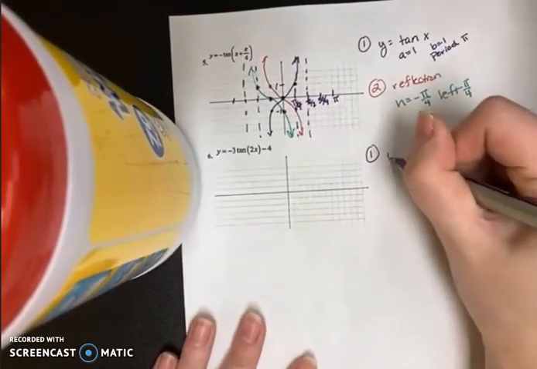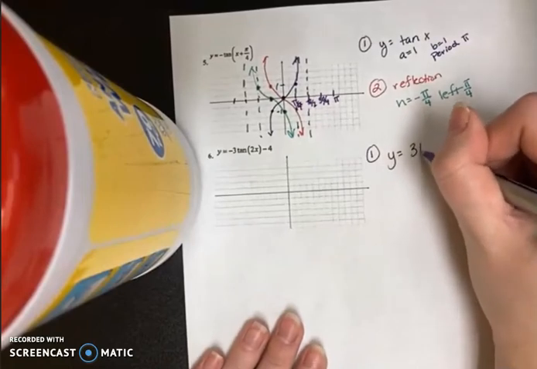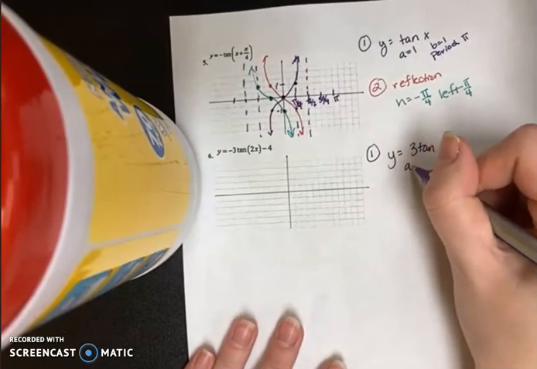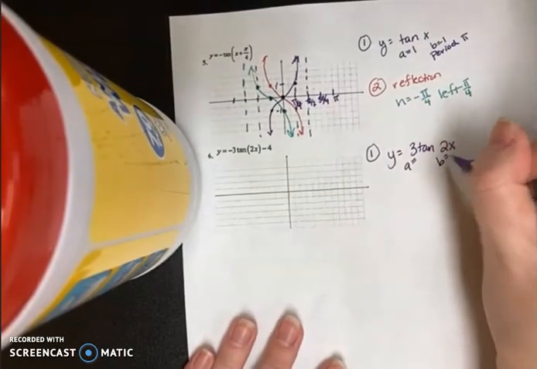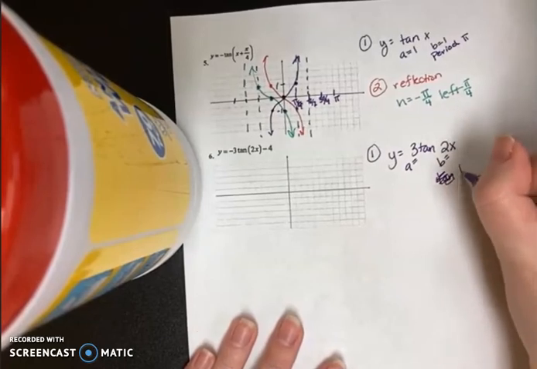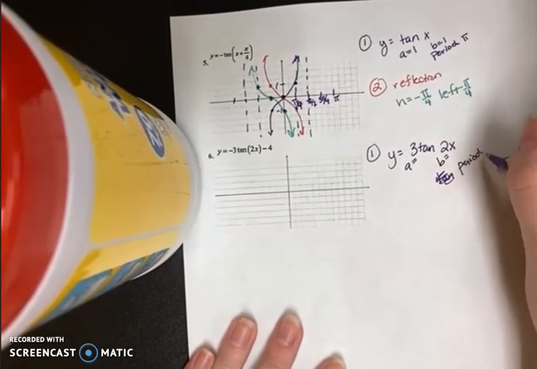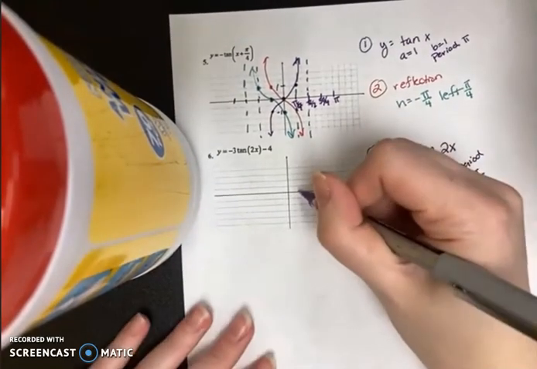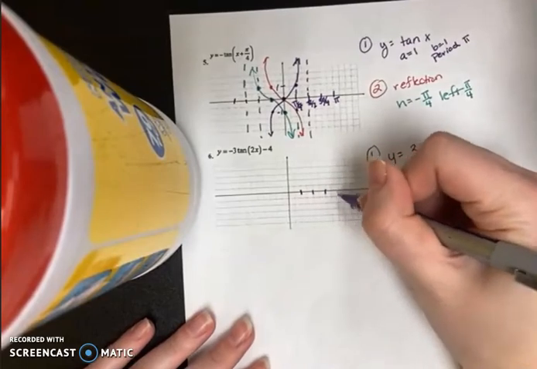Number 6, the first thing I'm going to do is graph y equals 3 tangent of 2x. 3 is A, 2 is B. So tangent has a period of pi over b, so it's going to be pi over 2 this time. We need to keep that in mind when we're labeling our scale.